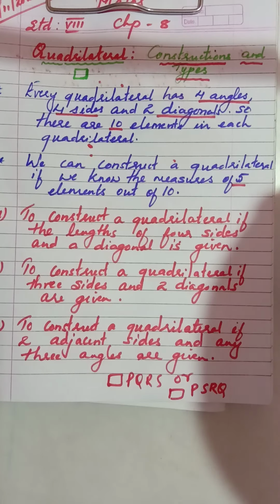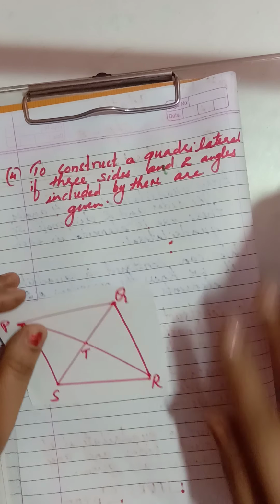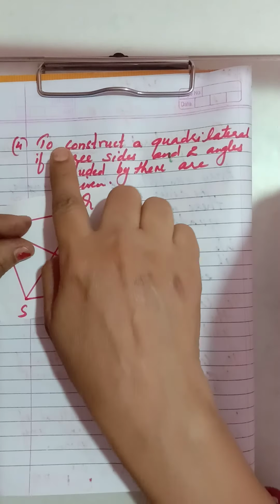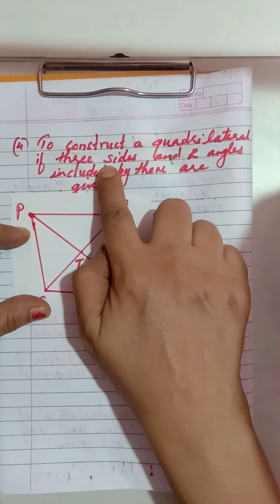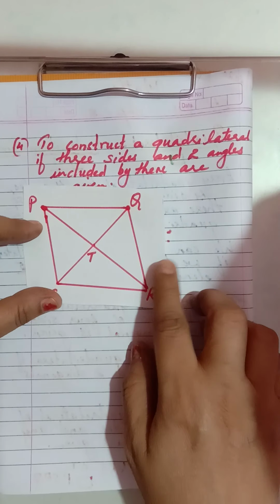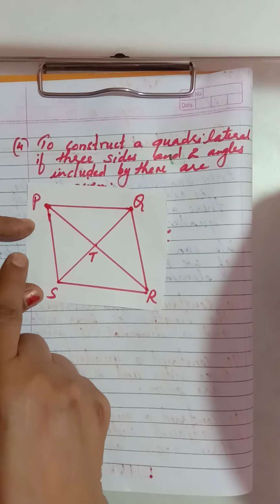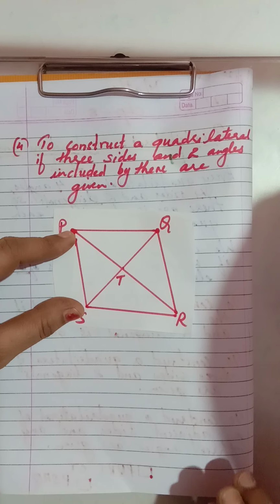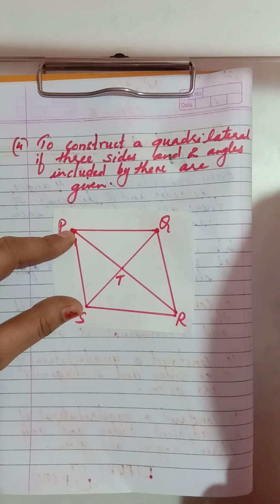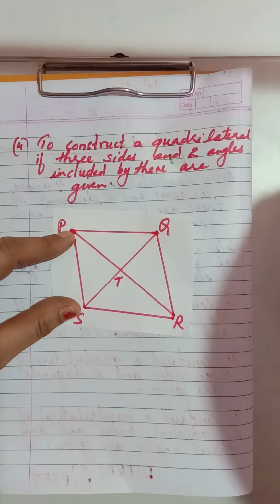So I hope children you will copy all these points. And your fourth case will be to construct a quadrilateral if 3 sides and 2 angles included by them are given. Now see children, in this case 3 sides, 1, 2, 3 sides, and any 2 angles included by these sides are given, we have to construct a quadrilateral. So these are some of the conditions, some of the cases. By using those given elements, we have to construct a quadrilateral.